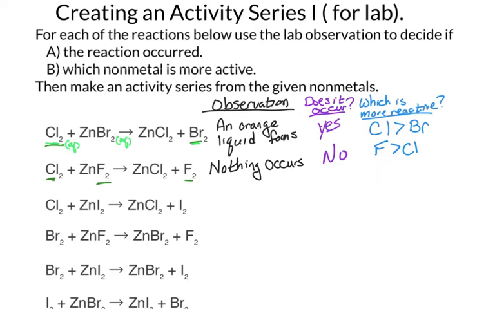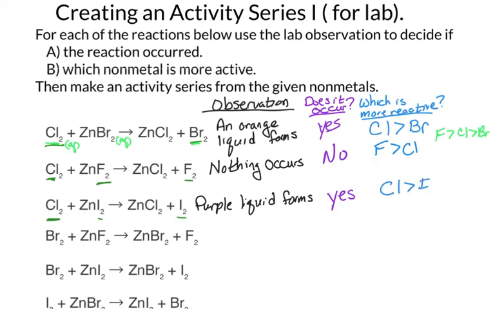So our overall activity series at this point is fluorine above chlorine above bromine. So let's go to number 3. We have chlorine with zinc iodide, and it's going to give us zinc chloride and iodine if it reacts. In this case, what we do see is a purple liquid forms. It's dissolving in the water, so it's going to be a purple color. And so we're going to see that that reaction tells us it did occur because we see a color change, and that means that chlorine is above iodine.